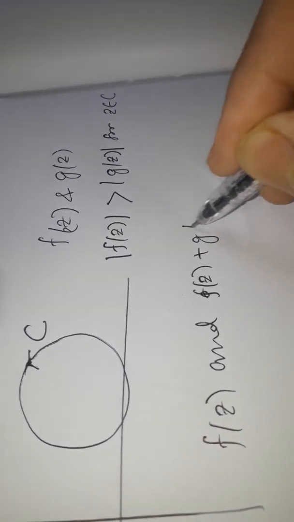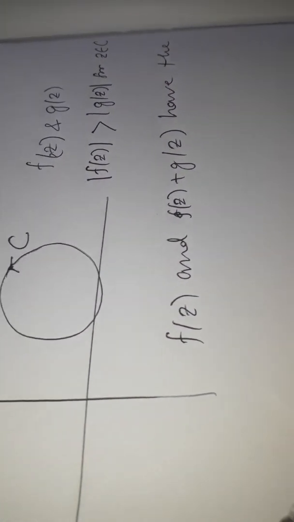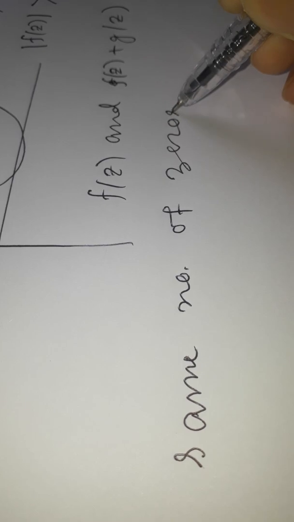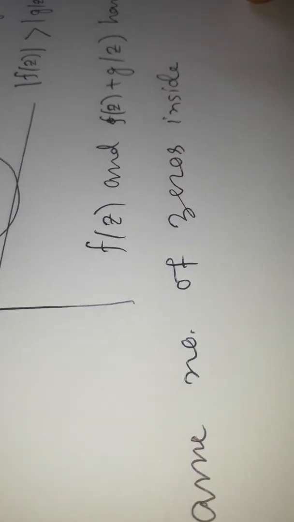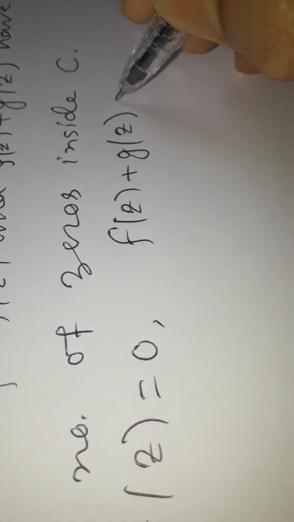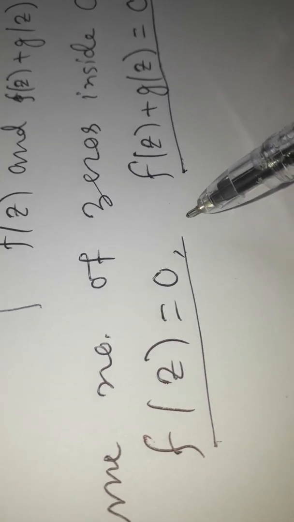Then Rouche's theorem says that f(z) and f(z) plus g(z) have the same number of zeros inside C. Same number of zeros means that f(z) equal to 0 and f(z) plus g(z) equal to 0 have the same number of roots. This equation and this equation have the same number of roots. So that is Rouche's theorem.